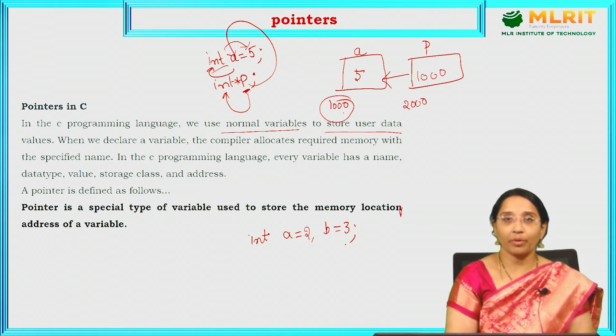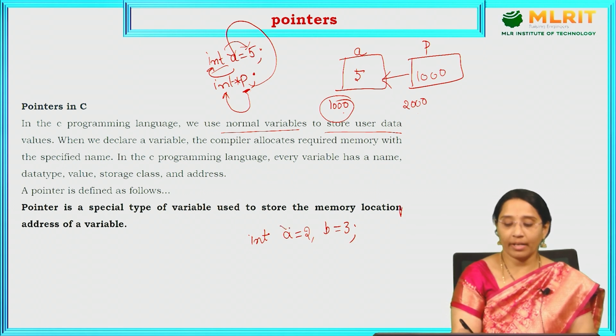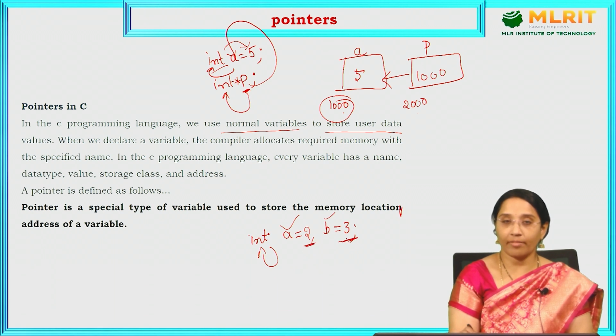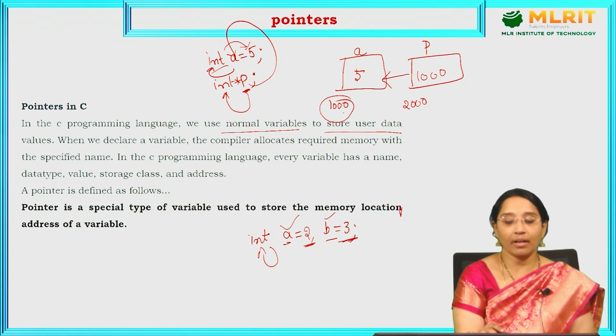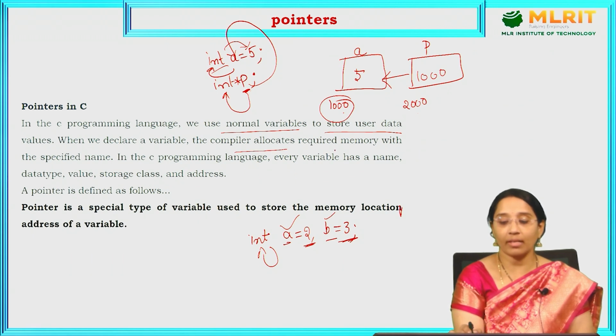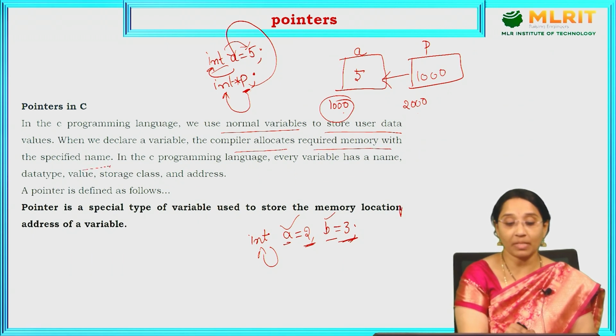I want to add two numbers, 2 and 3. So I have declared A and B of type integer. A is 2, B is 3. These are my user data values, and A and B are normal variables which hold the data, and some memory will be allocated for those two variables A and B. When we declare a variable, the compiler allocates required memory with the specified name.